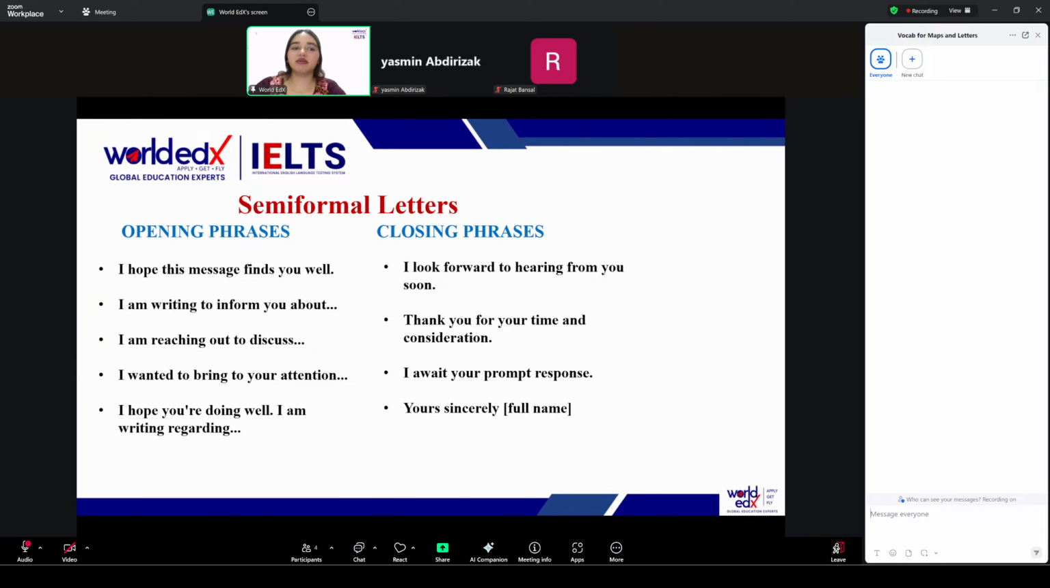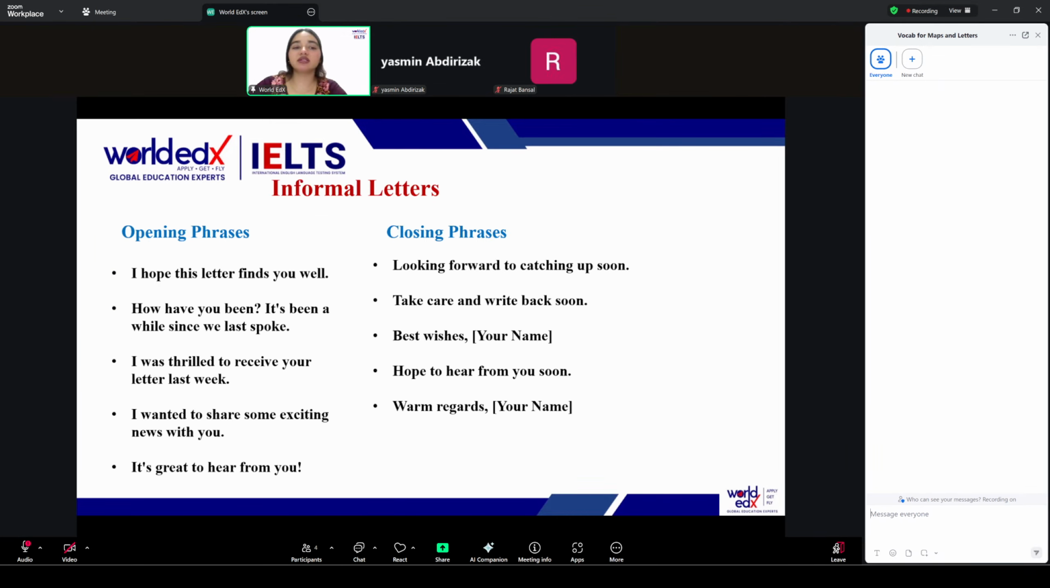When we talk about semi-formal letters, again the structure remains constant. The opening phrases will differ. Since it is a semi-formal letter, that means you're not really very close to that person and you don't really have a very great relation either. So these are also a bit formal in context. You cannot write informal language. However, when we talk about informal letters, you have to make sure that you cannot write, I hope this letter finds you well.